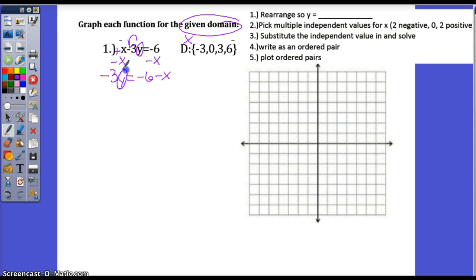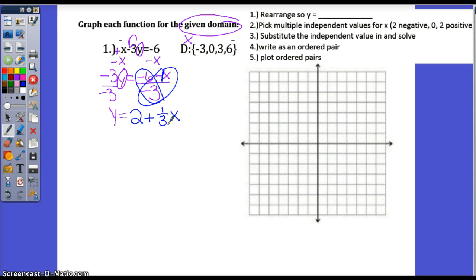Then again, we still need to solve for y, so we have to divide both sides by negative 3. So when I do that, I'm left with y equals, remember you can do each individual one, negative 6 divided by negative 3 is a positive 2, and negative x divided by negative 3 is positive 1/3 x.